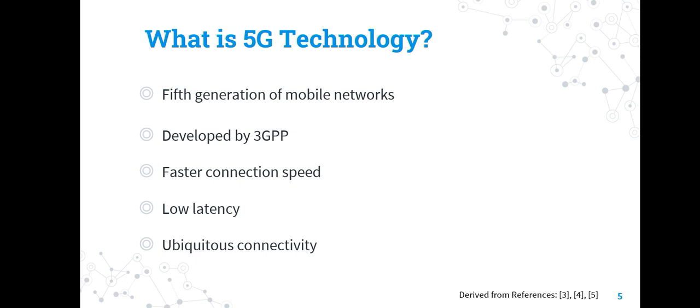Now the three main properties of 5G technology: the first one is obviously the faster connection speed. We know 5G has a larger connection speed when compared to previous technologies. The data transmission rate of 5G technology ranges almost from 1 GB per second to 10 GB per second. So this is about 100 times better when compared to 4G technology.